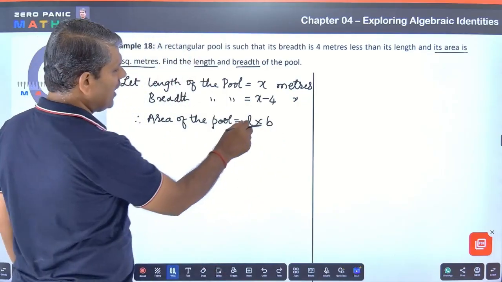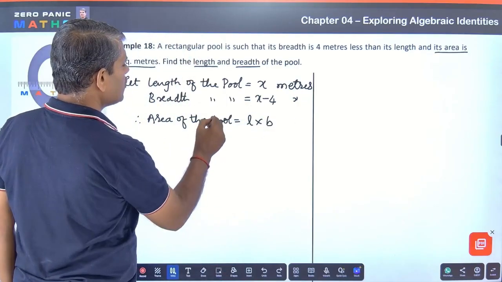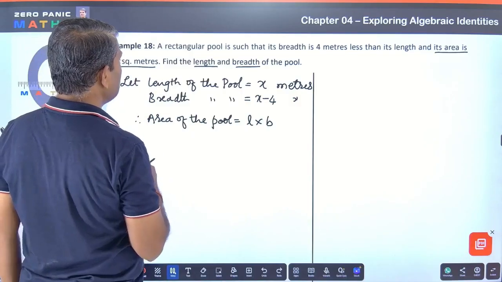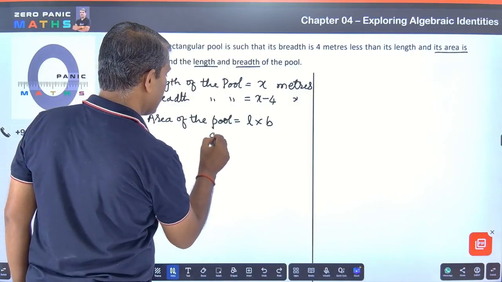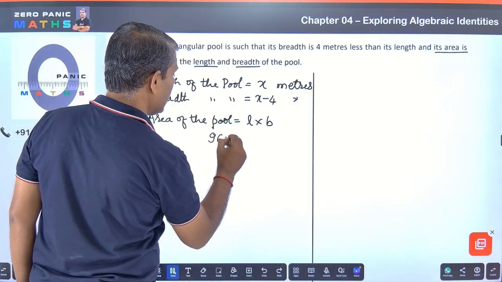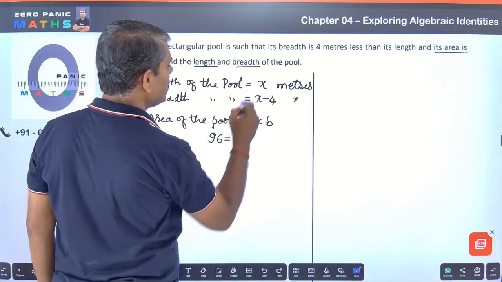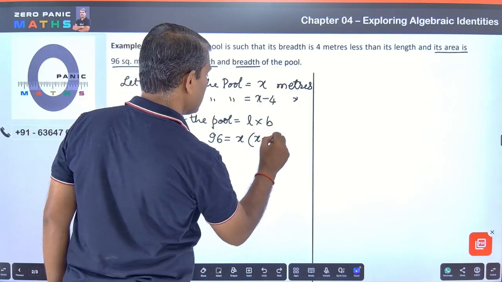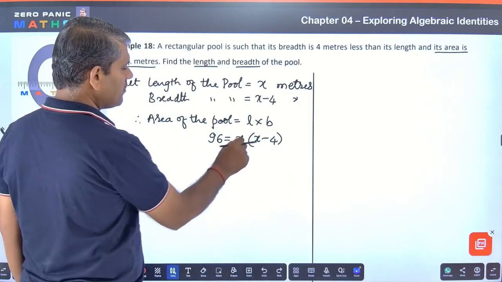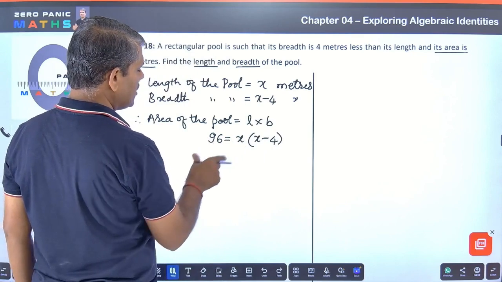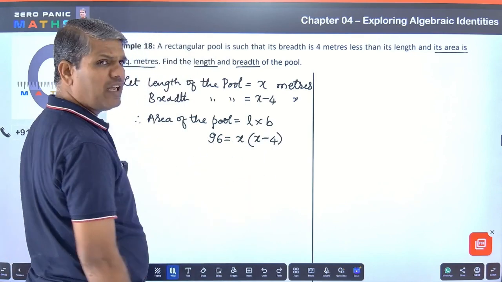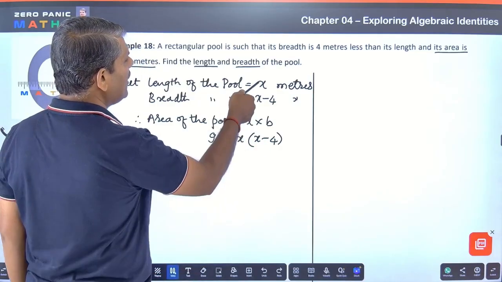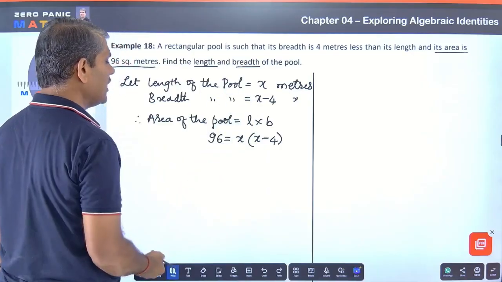You can write it fully, length and breadth. So area of the pool, they have already given as 96 square meters. So I can write this as 96 square meters. Length is x, and breadth is x minus 4. So let us multiply this, and it will give you an algebraic expression, solving which we will get the value of x. By that way we will get the length and the breadth also.